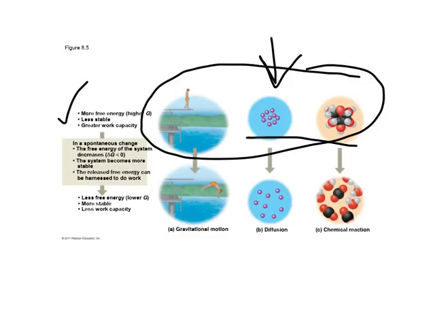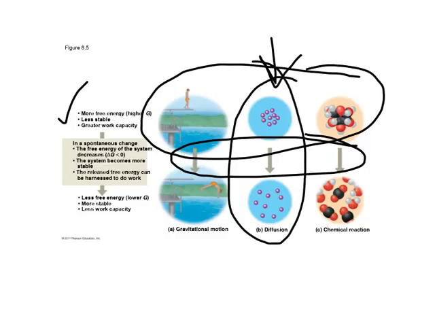So something happens. A spontaneous change occurs. The free energy of the system decreases, so it becomes less than 0, that negative number that we're looking for. The system becomes more stable, and the released energy can be harnessed to do work. So for instance, in this diffusion scenario, we are moving from a higher concentration to low, and in that movement we've actually created some energy that can be used within the cell for other purposes. Once you get down to this final step, you've got less energy, so a lower G, you're more stable, and you have less work capacity.